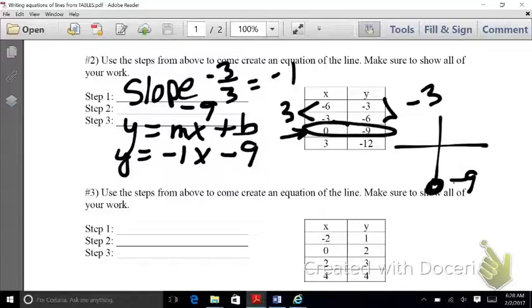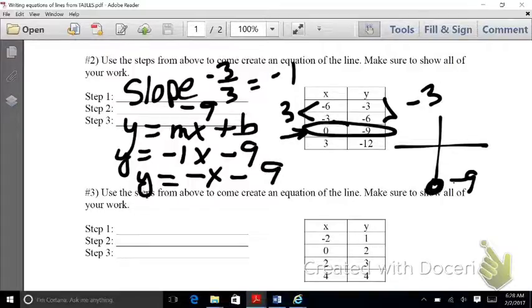And then we haven't really talked about this yet, but in math, we like to keep things as simple as possible. So that negative 1 that we have right there in front of the x for our slope really doesn't have to be there. Remember from combining like terms that if there's no number in front of the x, we assume it's a 1. So we're going to make this equation a little bit more simple. It's actually going to be y equals negative x minus 9.